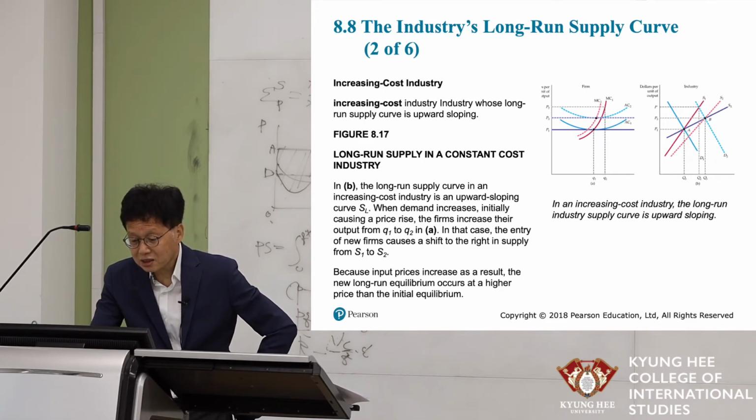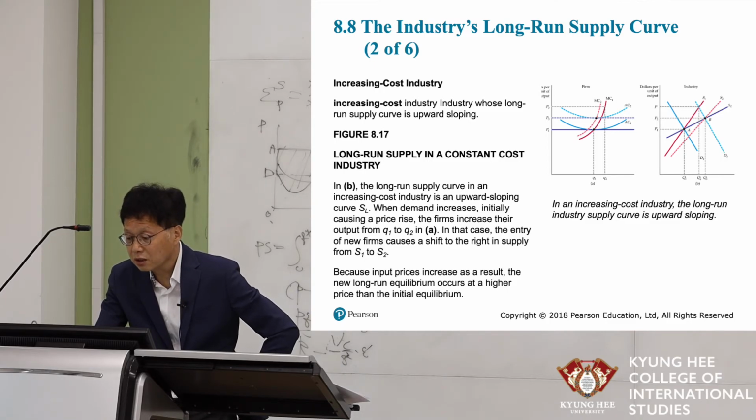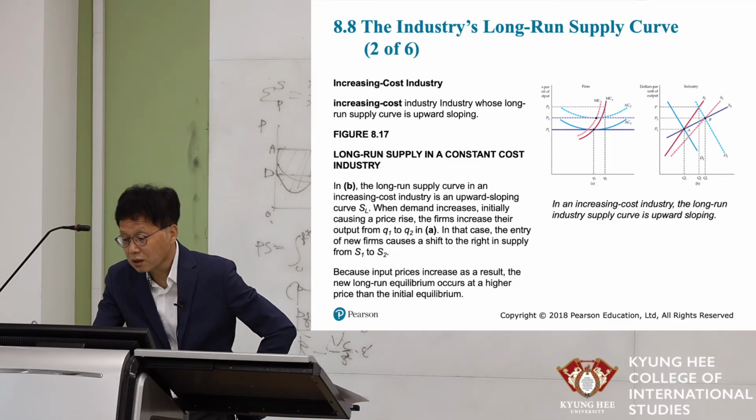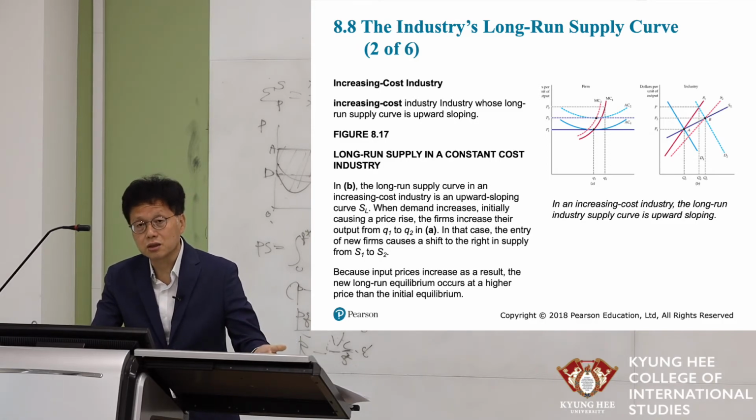When demand increases, initially causing a price rise, the firm increases its output from Q1 to Q2, right? So initially the demand curve shifts from here to here. Then with the original supply curve, the price is P2. The price increases from P1 to P2, right? At this price, each individual firm enjoys positive profit, since price equals marginal cost. So the firm produces Q2 and enjoys positive profit. Then what happens?